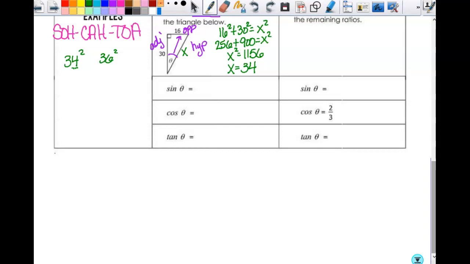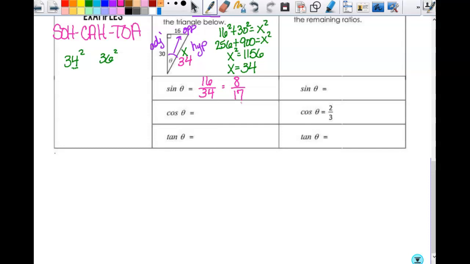All right. So now that I have this, and this is 34. Sine of theta. Sine is opposite over hypotenuse. So I'm going to put 16 over 34. Can I reduce that? Yes. That is 8 over 17. So the sine ratio for this angle is 8 over 17. That is the answer. You do not need a calculator for any part of this. That is what it is asking you for. So going forward and doing other stuff makes absolutely no sense at all.